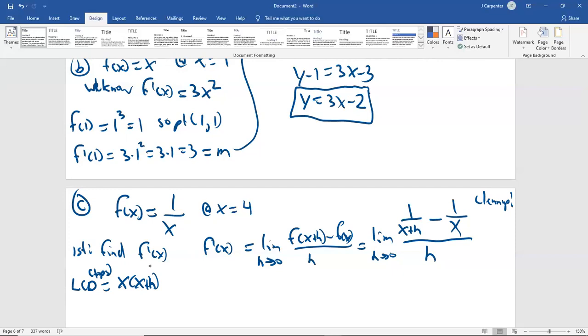And then we will multiply each fraction, top and bottom, by what it's missing. So multiply top and bottom.